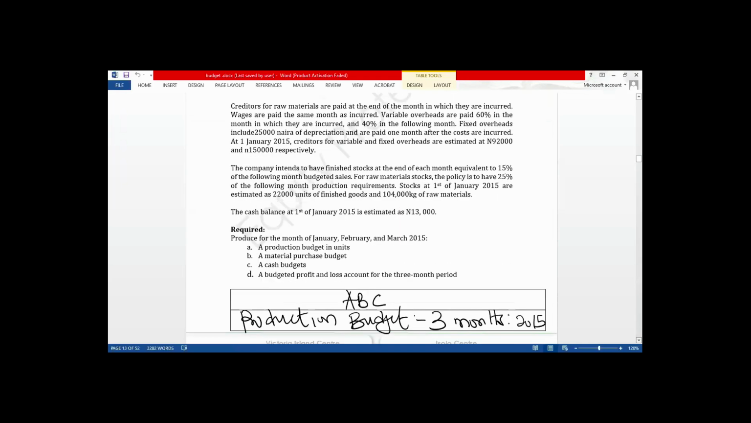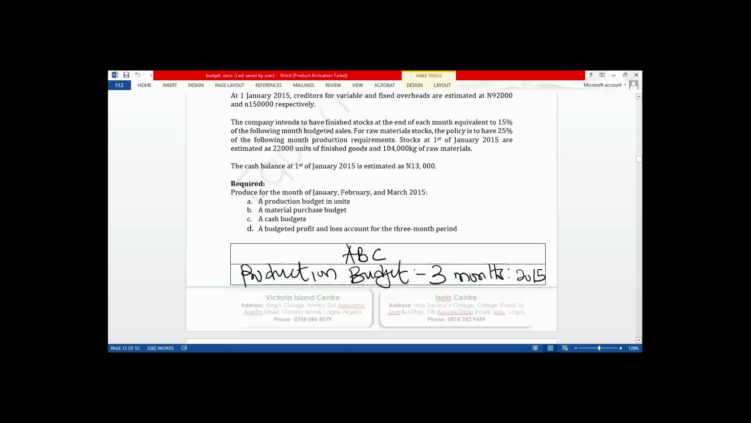For those in class, we have solved requirements A. We have solved requirement B. We are left with requirements C and D. That means this is very good for us. Requirement C is cash budget. Requirement D is budgeted profits and loss accounts. That means we can use this question to explain how to prepare financial budgets.